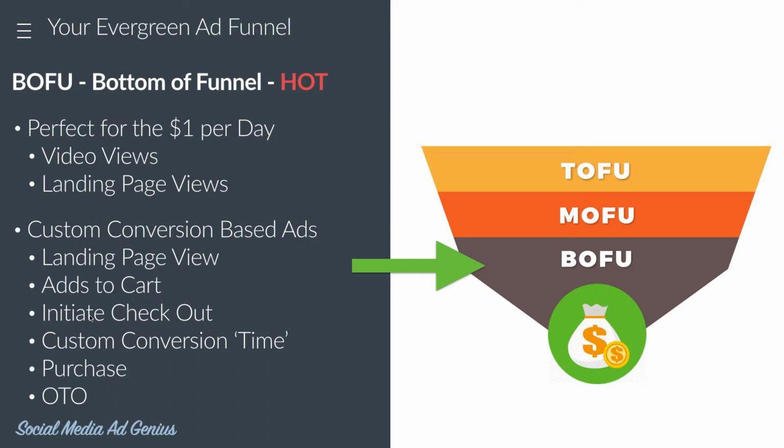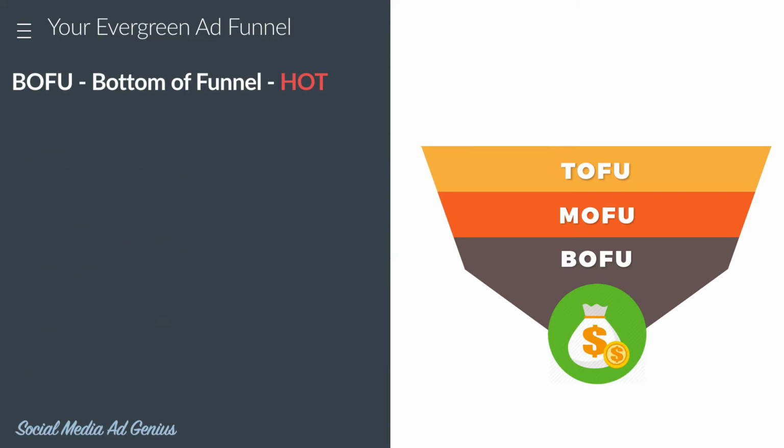So I may be optimizing for initiate checkout because I've seen 50 initiate checkouts, but if I've only seen 2 purchases, I can't start testing that conversion base for purchases.